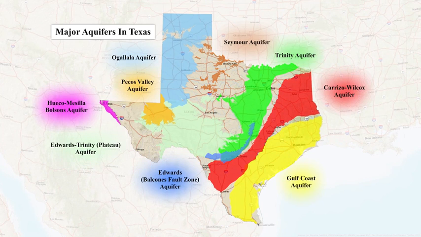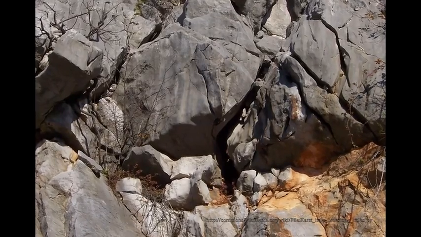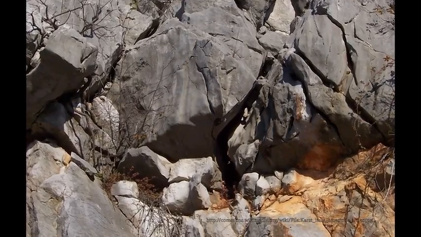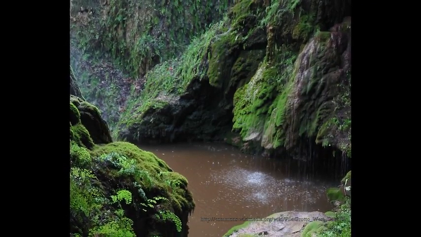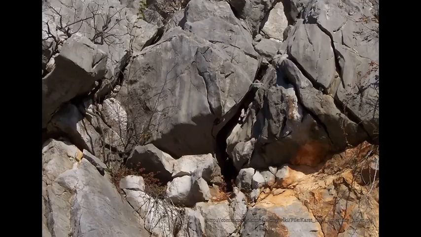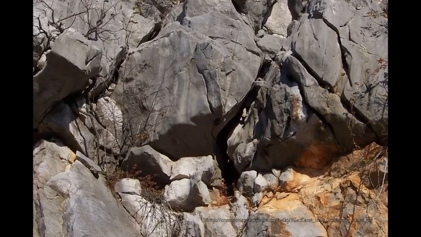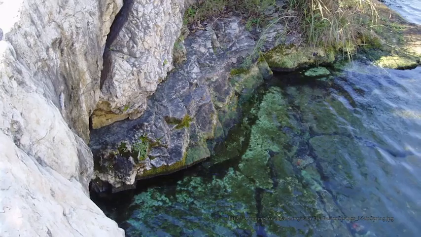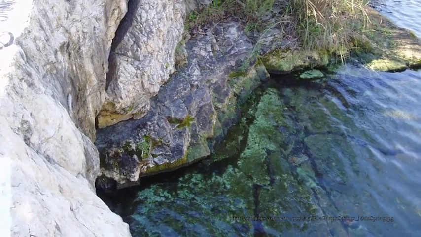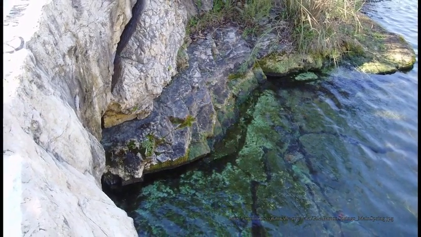The 3 other major aquifers, the Edwards Aquifer, sometimes referred to as the Balcones Fault Zone, the Trinity Aquifer, and the Edwards Trinity Plateau Aquifer, consist either mainly or partly of limestone. Water in limestone aquifers is held in crevices and caverns left by the dissolution of the limestone by groundwater. This subterranean landscape is known as karst, and it is highly permeable.